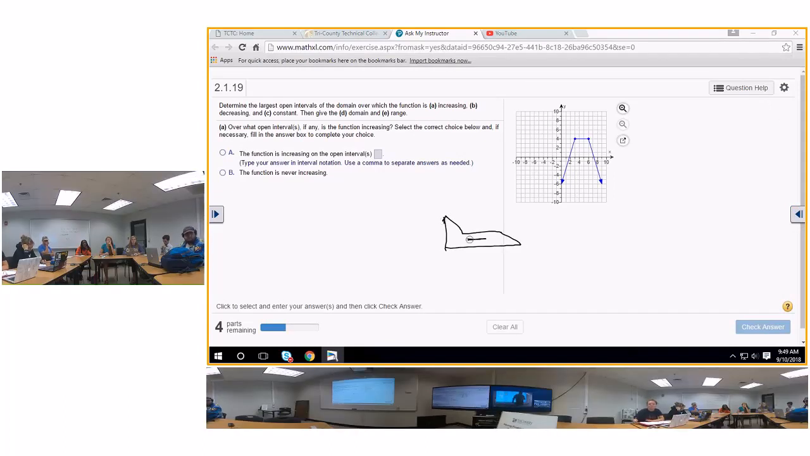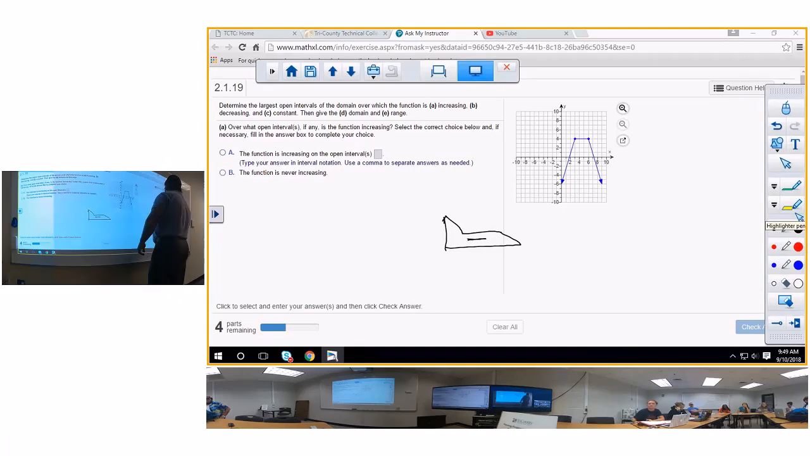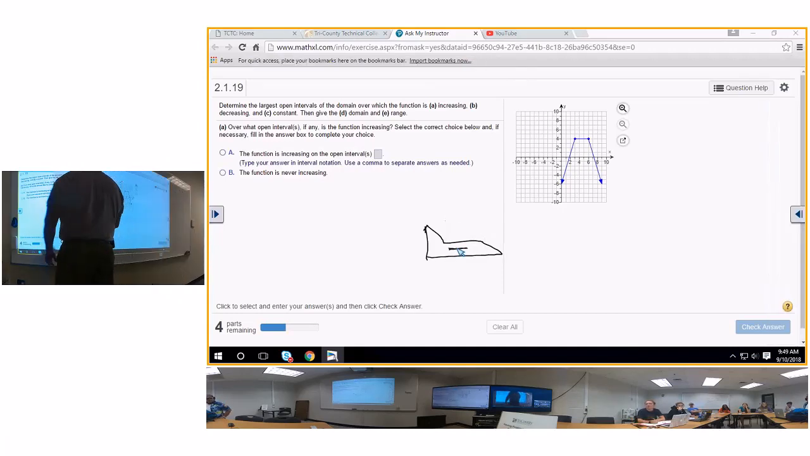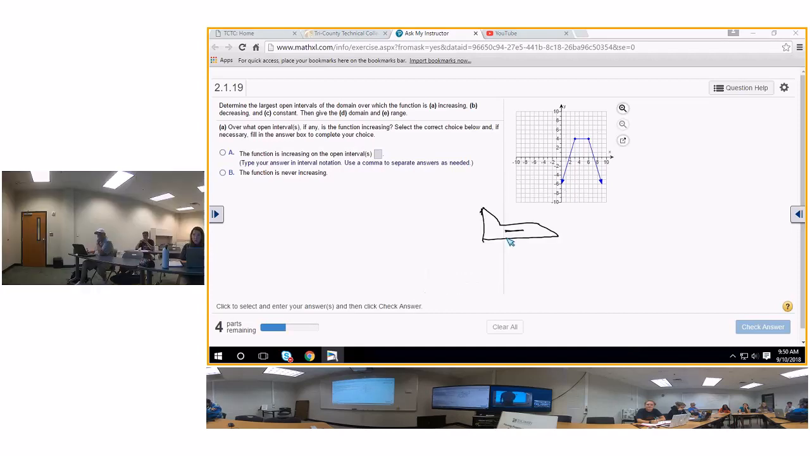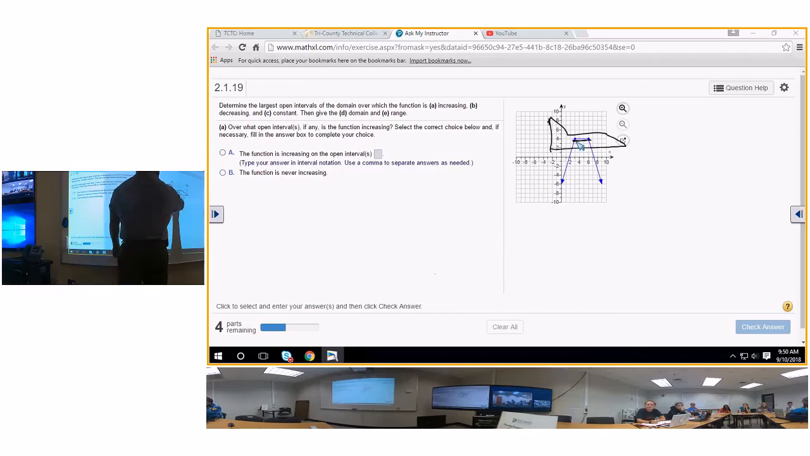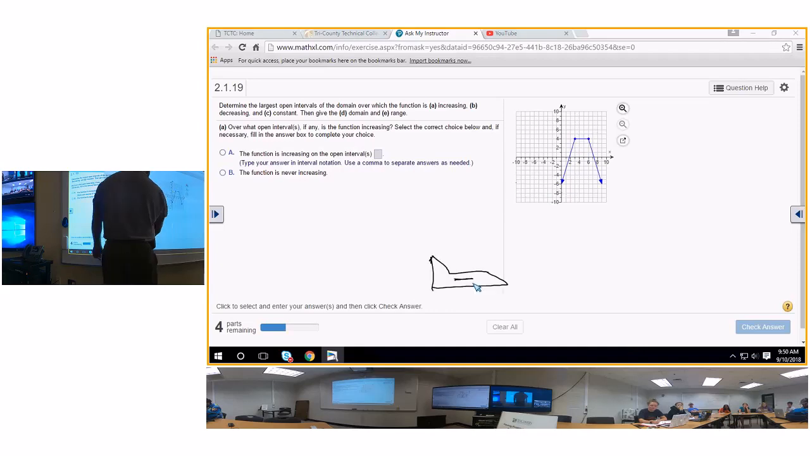And of course, that airplane, which way do we read? We read from left to right. So what's it doing? It's increasing from what? Negative infinity to what? To 3. It's increasing from negative infinity to 3.